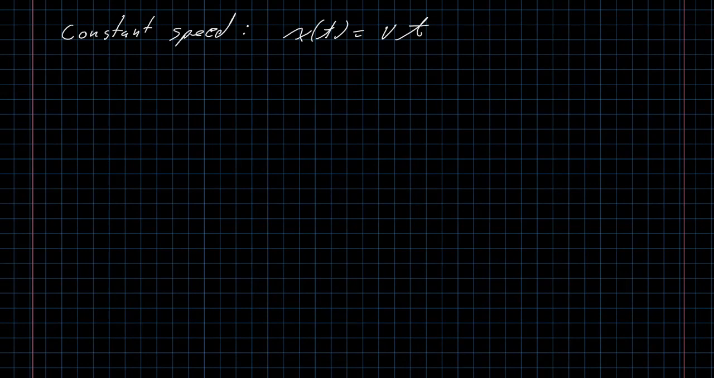So I would like you to take a look at the other one that I was talking about at the beginning of the video. An object moving at constant speed has a position x of t given by the speed v times the time t.